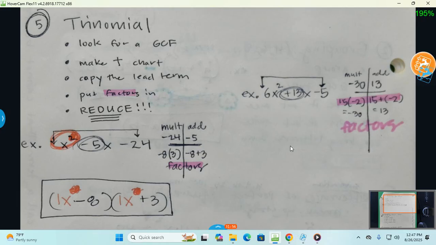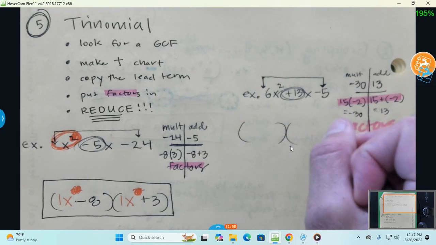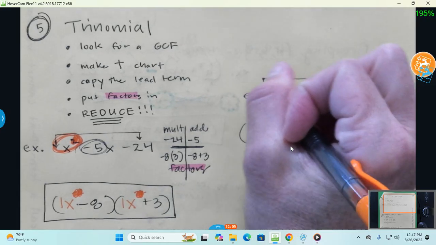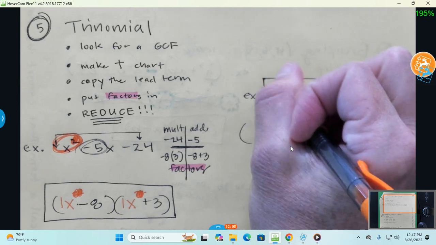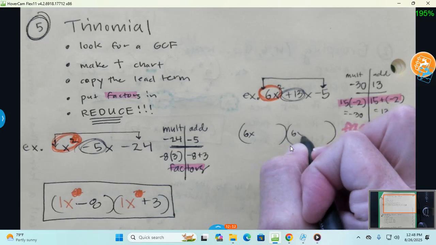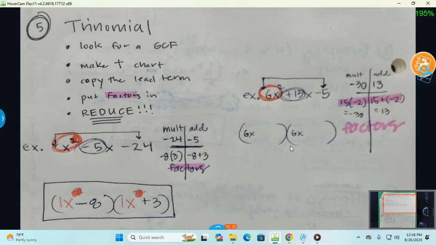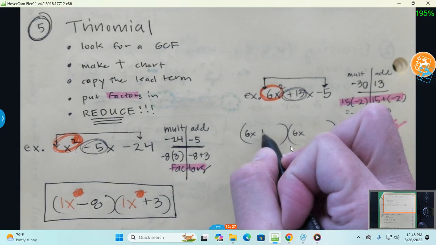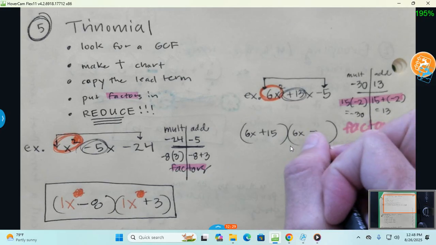All right, once you finish your T-chart, just make your 2 parentheses, 1, 2. Now, I messed up on this the first time, and that was my fault. You copy the lead term, but you don't take the exponent. Just do the 6x. So you put 6x in the front of each set of parentheses. That's the lead term. And then at the back, you put your factors. So you just put your factors in. One gets a plus 15. It doesn't matter the order. And one gets a subtract 2.